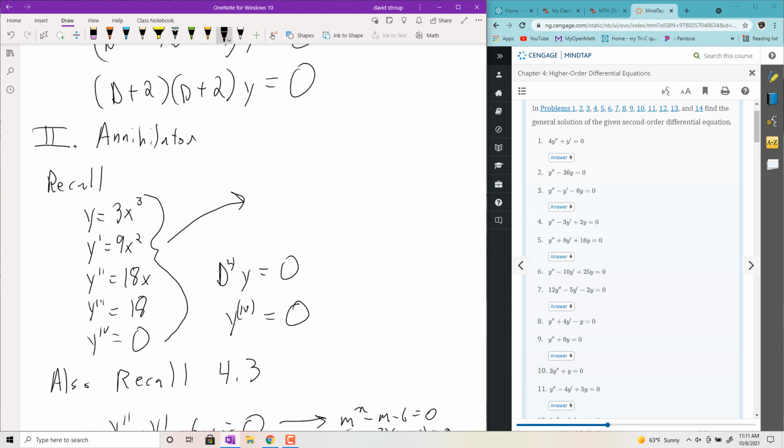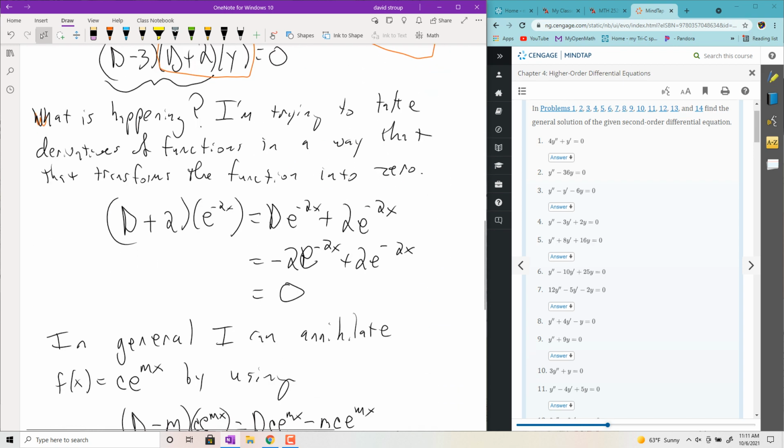If you have some function y equals x to the n, its annihilator will be n plus 1, right? So d to the n plus 1 of y will equal 0, because you're going to be taking the derivative of it n plus 1 times. Here for 3x cubed, I need to take the fourth derivative to make it be 0.